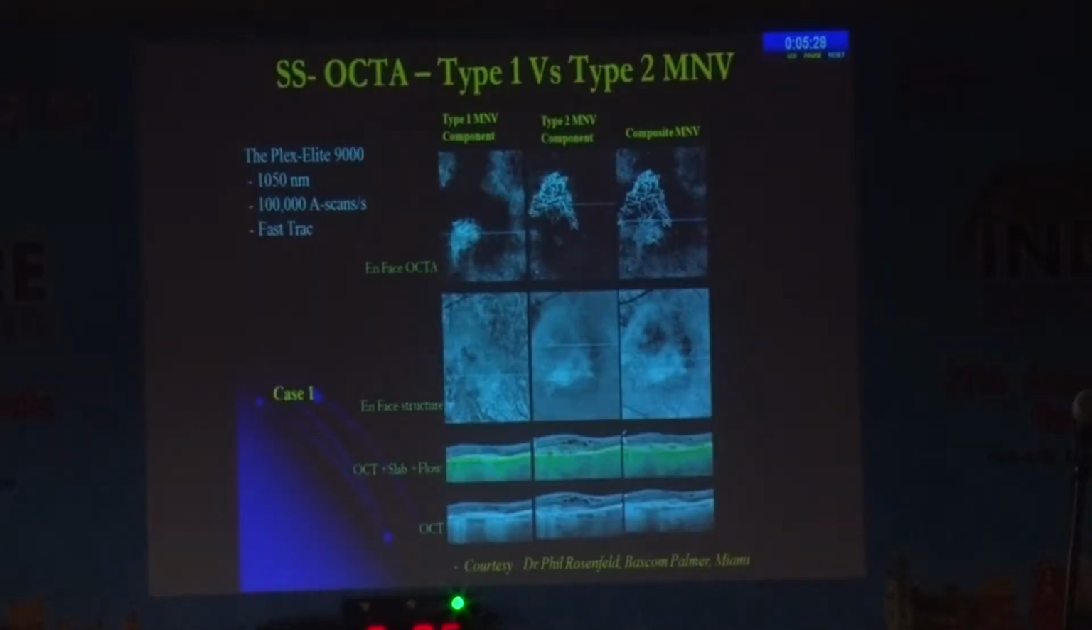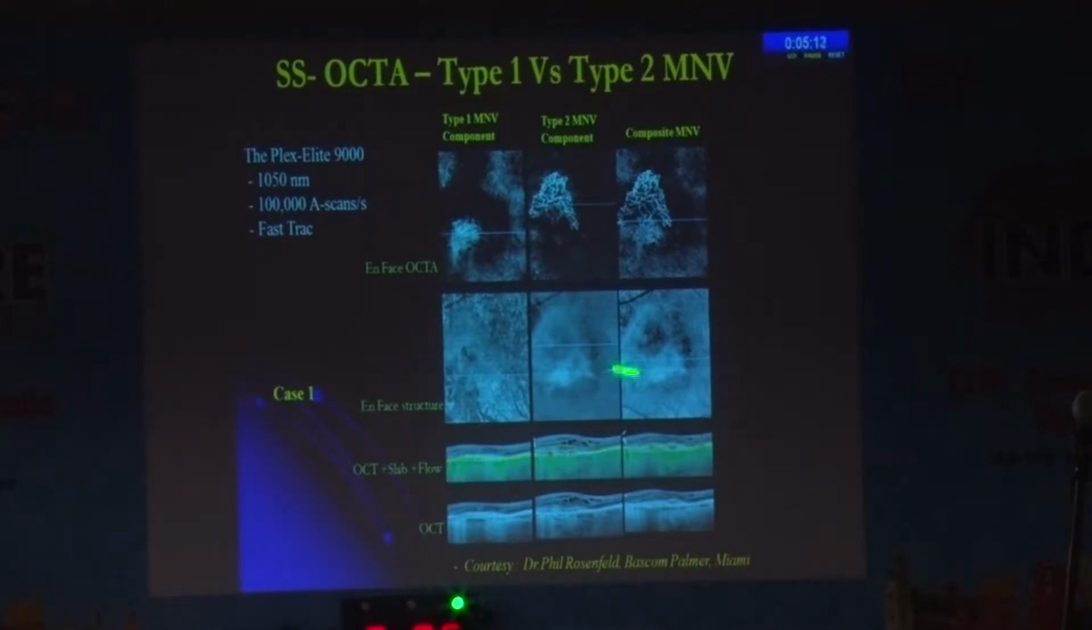So this is an example, these slides courtesy of my mentor, Dr. Phil Rosenfeld, who uses the PLEX Elite system. And this looks at a case with different components, and this showed beautifully the role of OCT angiography in detecting or delineating these components.